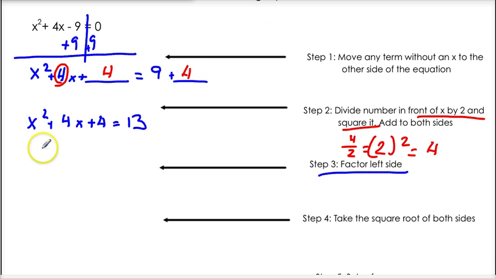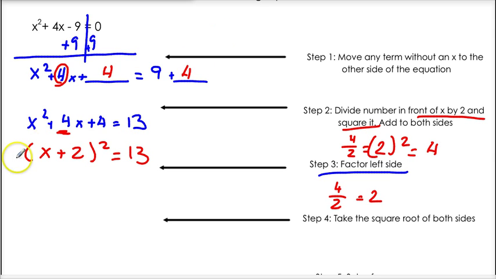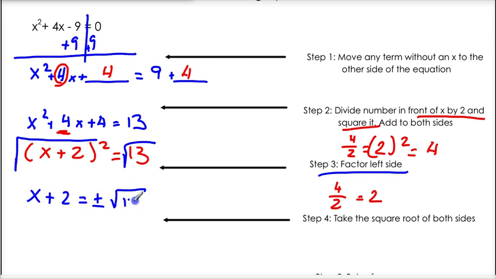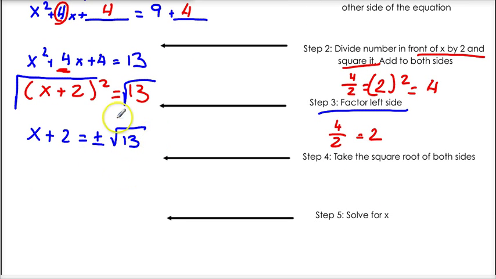So if you remember, you just take whatever this is and divide it by 2. So we're going to divide 4 by 2, and we get 2. So that just means that this is x plus 2 in parentheses squared is equal to 13. And now you should know how to solve this. Square root both sides, and we get x plus 2 is equal to the positive or negative square root of 13. Now if you put the square root of 13 in the calculator, you'll see that there's no exact answer, there's just a decimal.